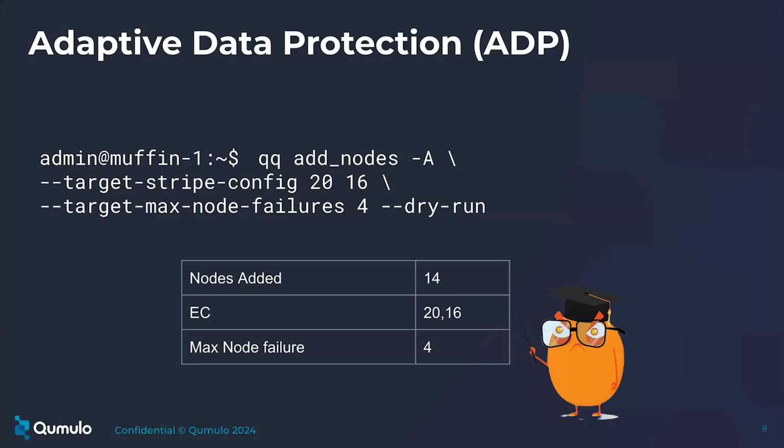So again, if we look at the command line out here, our target stripe 20.16, the difference is 4. So there's my 4 drives. Max node failure, 4, cool, dry run. In this case, we don't actually throw our UUIDs out here. We are just doing an add nodes -A, capital A. That will do all of those drives, or all of those nodes, forgive me, all unconfigured nodes.